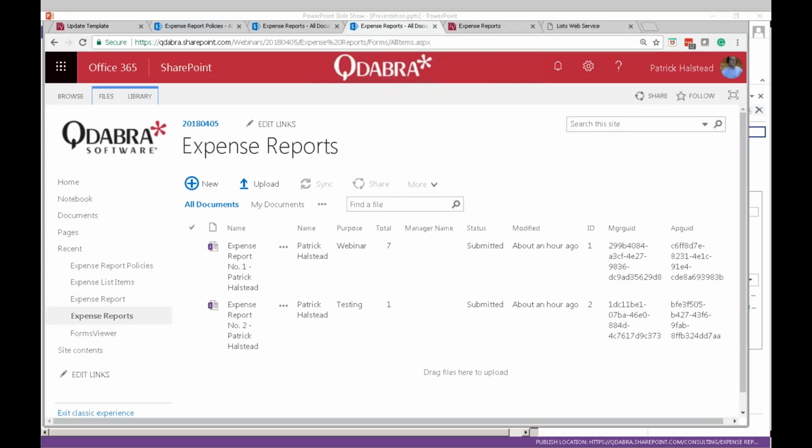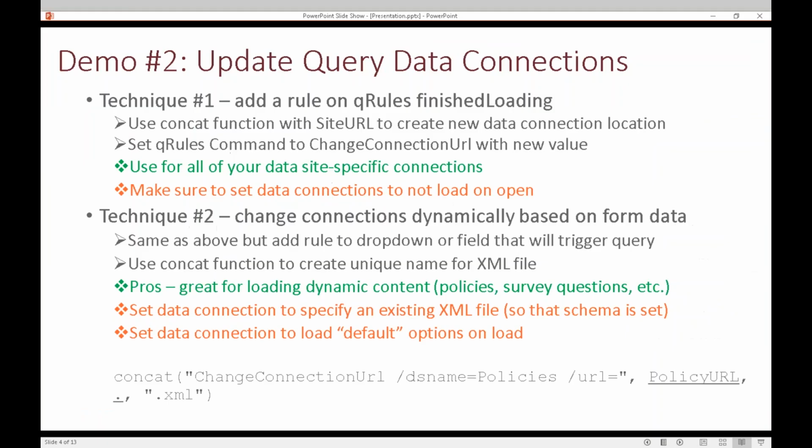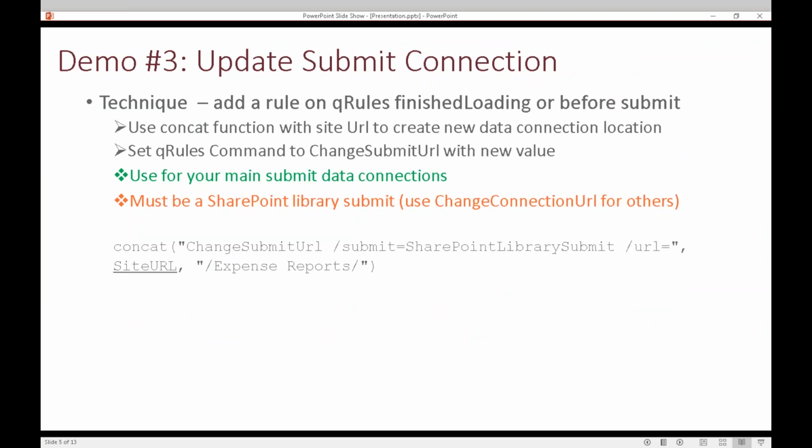Okay, so that's the second technique, to change the connection URL automatically. You can do it on the fly in the case of the dropdown, or you can do it at the beginning of when the form opens, on finish loading. The next technique is for submit. So submit's a little bit different. You can use change connection URL for submit, but you can also use the change submit URL command.